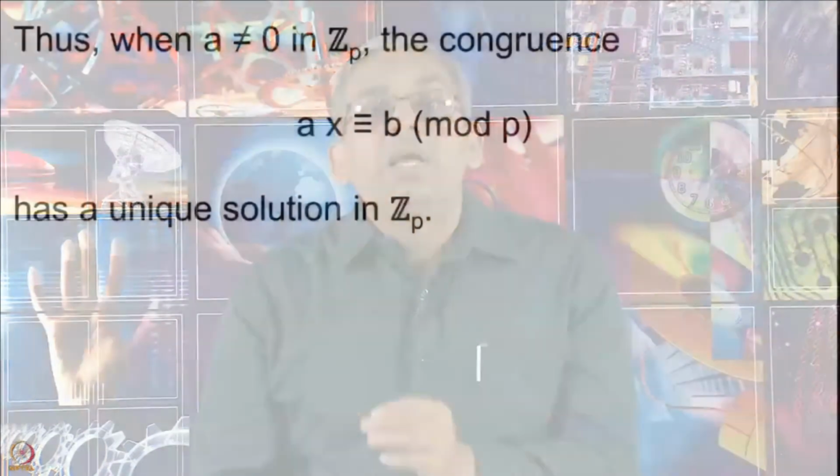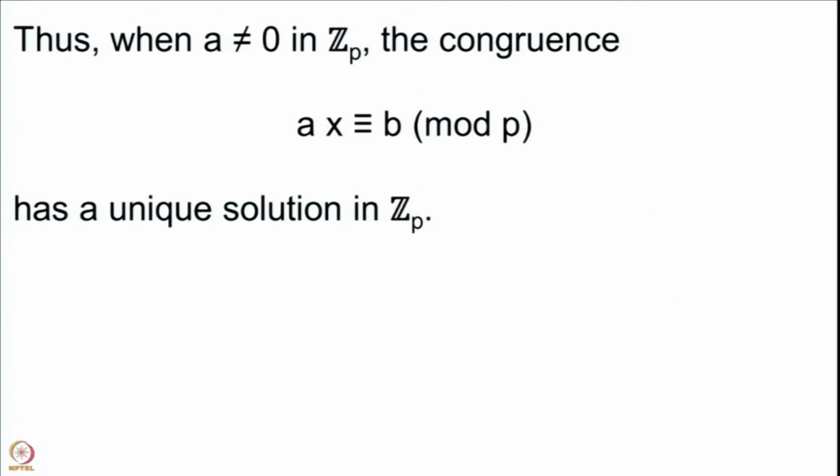Whenever A is not equal to 0, the congruence Ax equal to B has a unique solution. This is something which happens for complex numbers, for real numbers, and for rational numbers also. Whenever you have any complex number A and a complex number B and you ask for Ax equal to B, if the complex number A is not 0, you can simply invert that and you have the solution x equal to B upon A, or x equal to B into A inverse, or A inverse into B, since the multiplication is commutative.